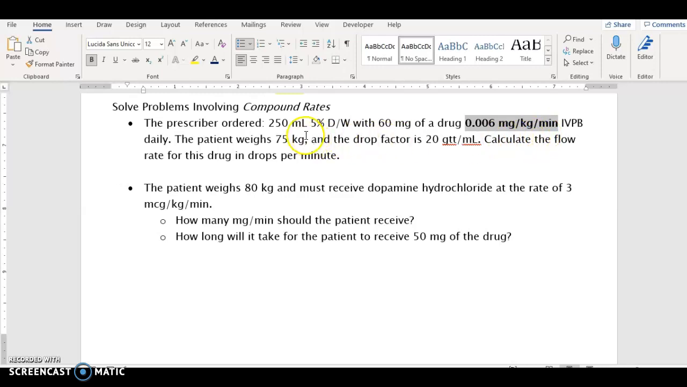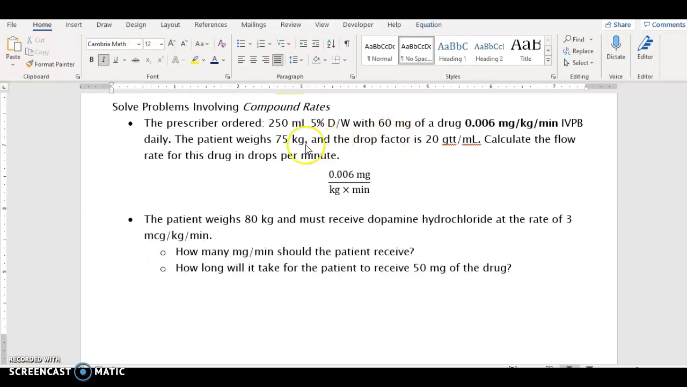The problem says that the patient weighs 75 kilograms, and the drop factor is 20 drops per milliliter. It wants us to calculate the flow rate for this drug in drops per minute. There's a lot going on in this problem, so we're going to take it step by step, and then hopefully it'll all come together at the end.